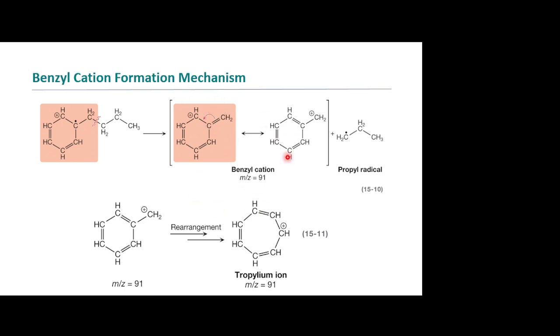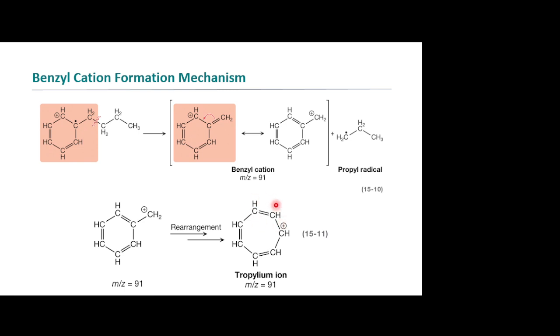And this is going to be our most stable. Its mass is 91. Please note that this actually can do a rearrangement here, which is the tropylium ion, where you have a methyl rearrangement where this shifts up onto here. And because it has that empty p orbital here, it actually completes the aromaticity. This is one of the reasons it's so stable.